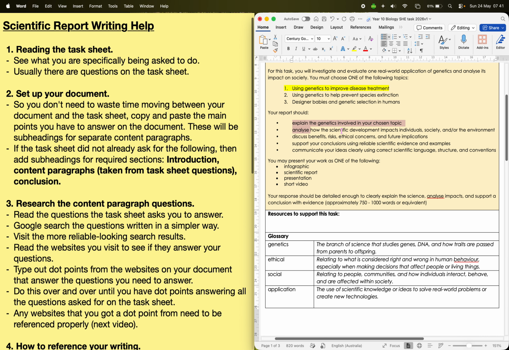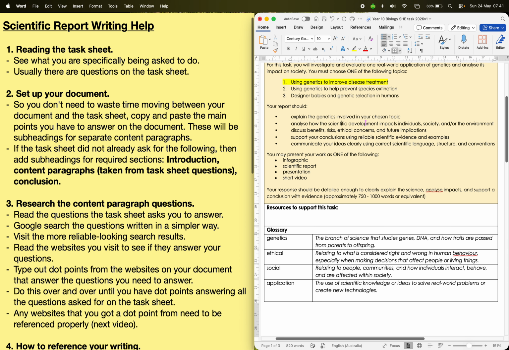Dot points, always look for the dot points. Your report should explain the genetics in your chosen topic, highlight that. Analyze how the scientific development impacts individuals, society. So we're going to focus on single people, how this particular thing affects single people, how it affects society as a whole, and the environment. So 3 separate things that I need to cover here.